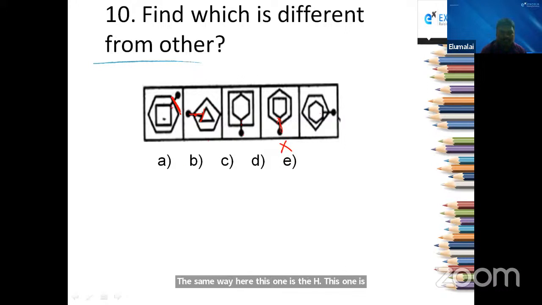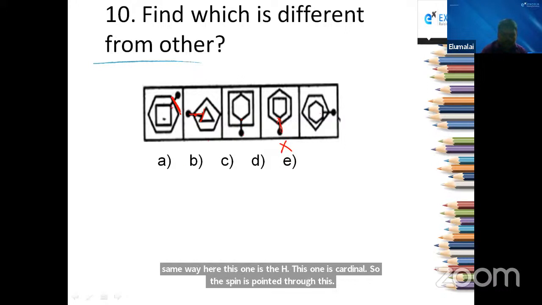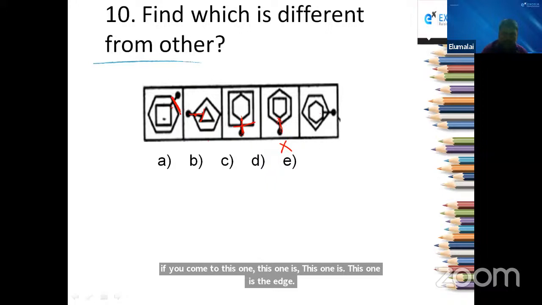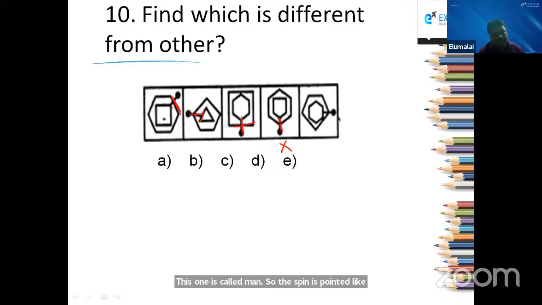Right. If we come to this one, this one is edge, this one is corner. So the pin is pointed like this. If we come to this one, it is corner, this is also corner. So this pin is exactly pinned in corners only, not through the edges. Am I correct or not? So this one is the odd one out.